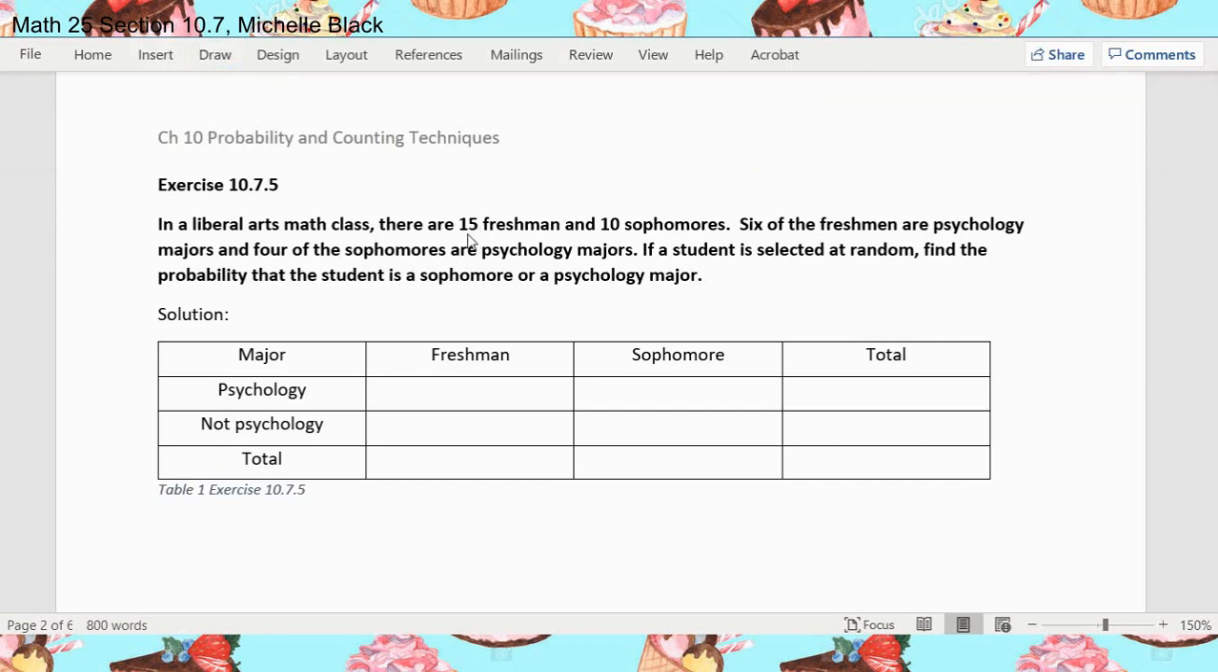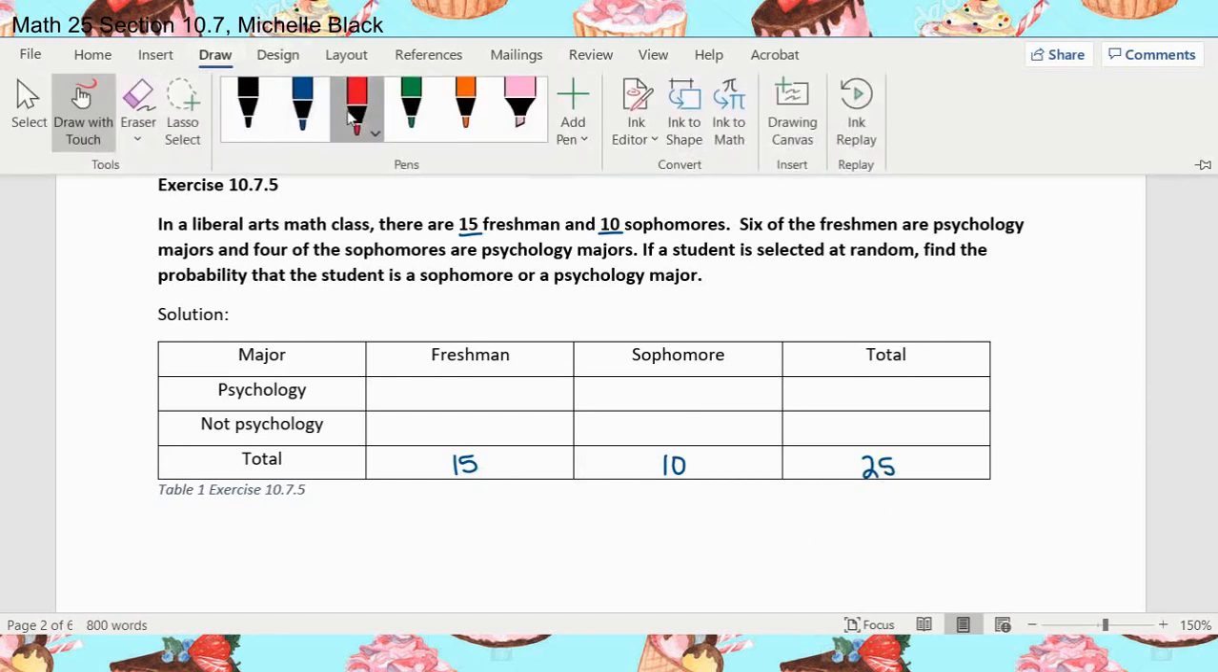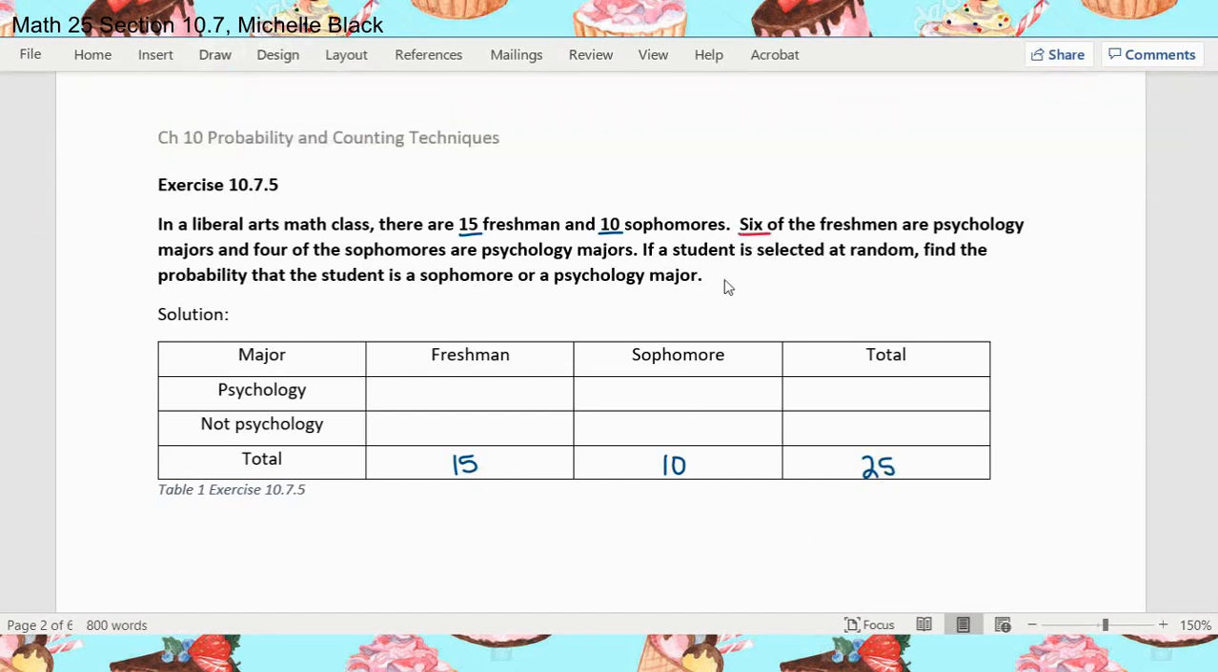Well, for starters, it says that we have a total of 15 freshmen. So for freshmen, I should have a total of 15. And a total of 10 sophomores. So in my sophomore column, I should have a total of 10. And if I add these together, I have a total of 25 students. Out of my 15 freshmen, 6 of them are psychology majors. And out of my 10 sophomores, 4 of them are psychology majors, for a total of 10 psychology majors.